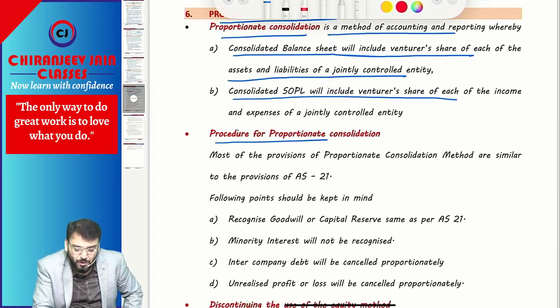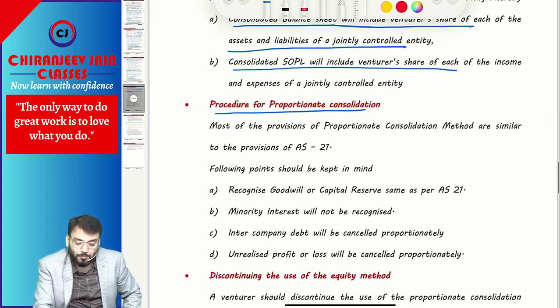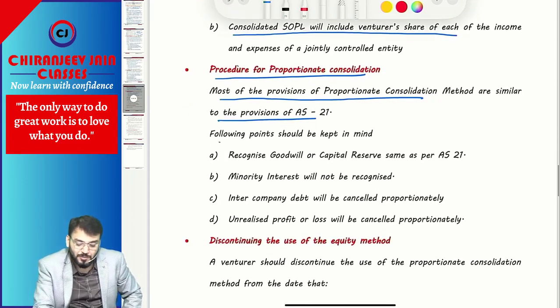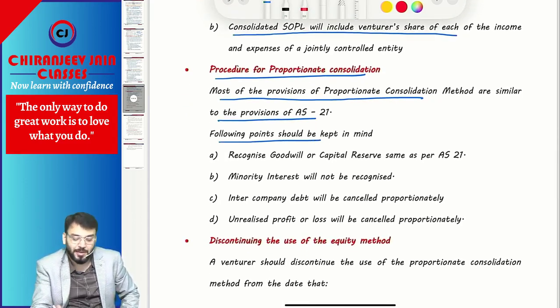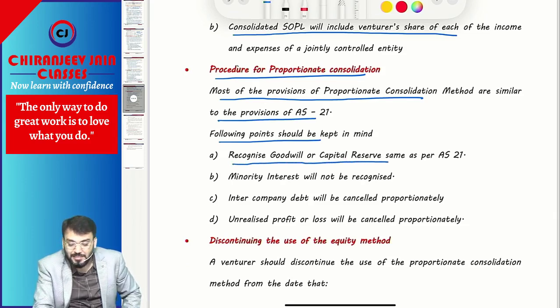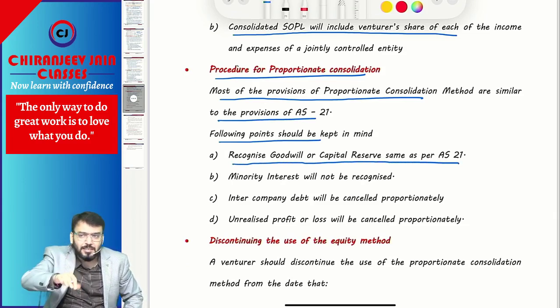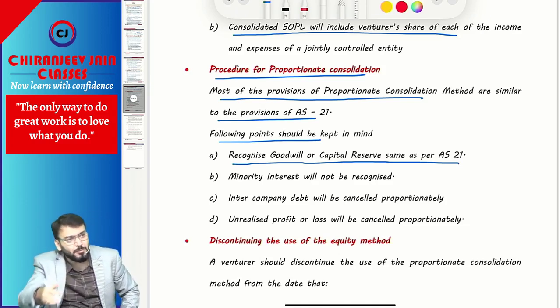This means the procedure for proportionate consolidation. Most of the provisions of the proportionate consolidation method are similar to the provisions of AS 21. Following points should be kept in mind. First, recognize goodwill or capital reserve as per AS 21. As you have done the calculation of goodwill or capital reserve in AS 21, the same principle we apply.